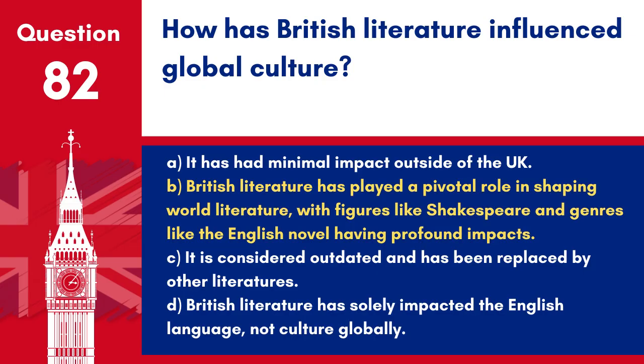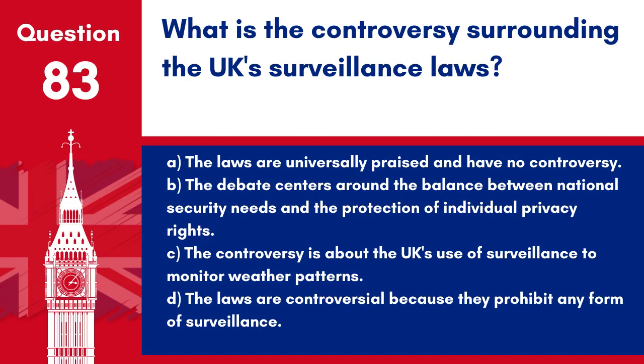Answer: B. British literature has played a pivotal role in shaping world literature, with figures like Shakespeare and genres like the English novel having profound impacts. The influence extends beyond the literary world, affecting arts, philosophy, and even political thoughts globally. Question 83. What is the controversy surrounding the UK's surveillance laws?